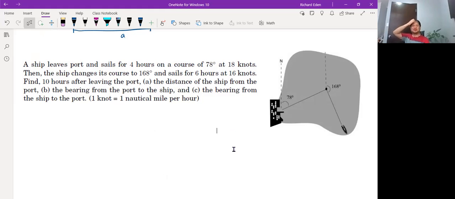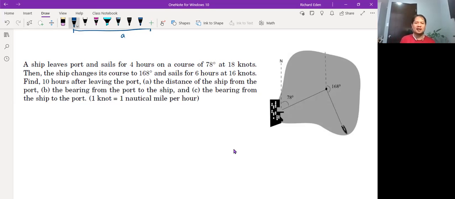Okay, so a ship leaves port and sails for 4 hours on a course of 78 degrees at 18 knots. Knots is just a unit of speed, 1 nautical mile per hour, or just think of it as 1 mile per hour. Course is the angle that indicates direction if you measure it from the path going north, and then you travel clockwise. So yeah, 78 degrees.